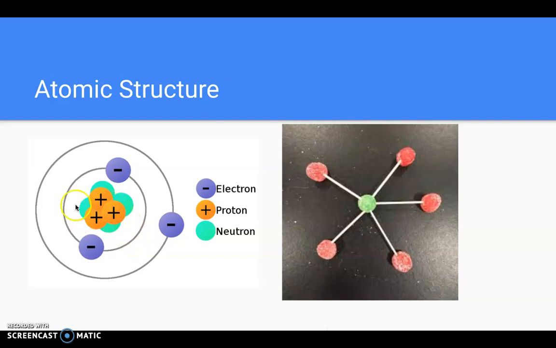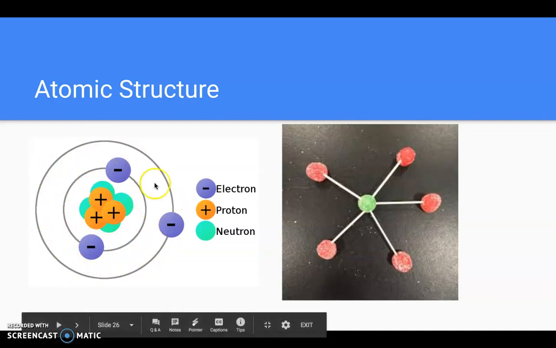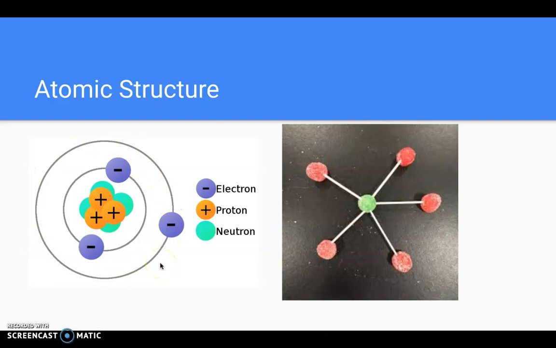And you can see that the protons and neutrons are located in the center. That's where you'll always find them, and that's called the nucleus. Most of the mass of an atom is found here in the nucleus. The electrons orbit the nucleus and weigh a lot less. And we'll talk about atomic mass in a couple minutes.